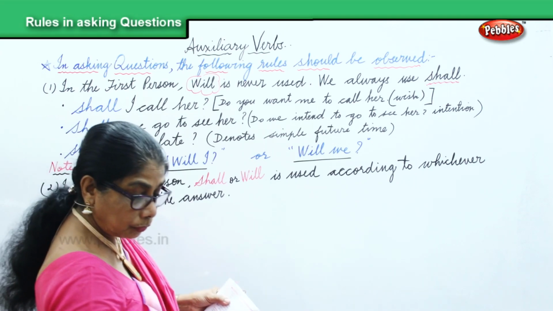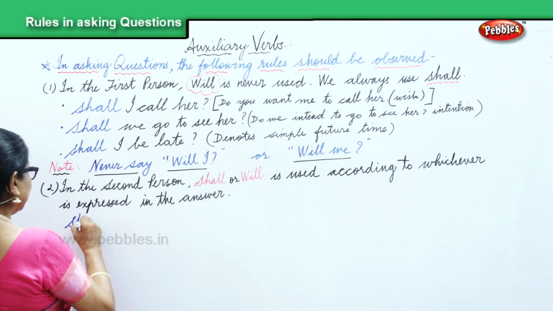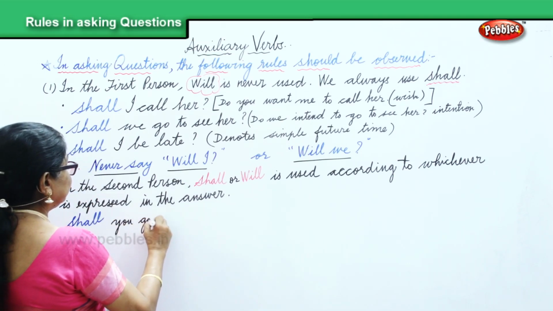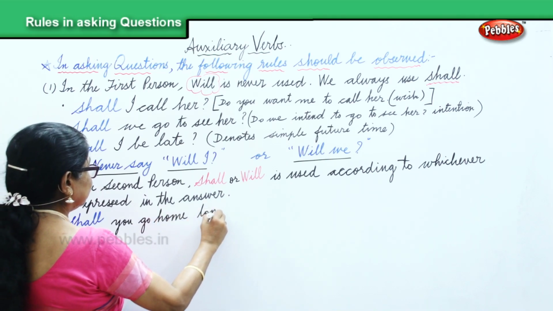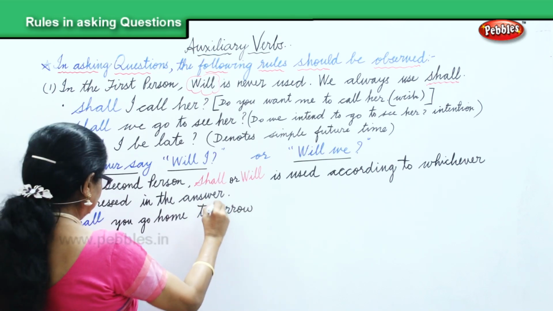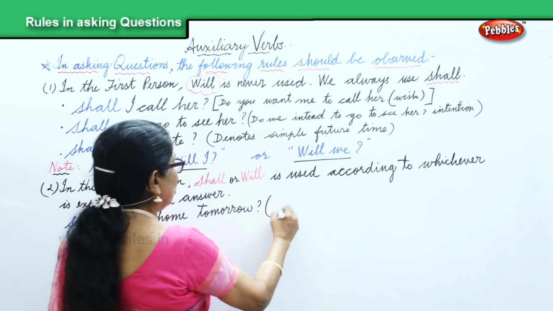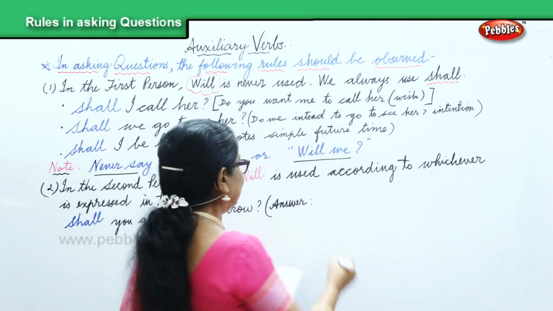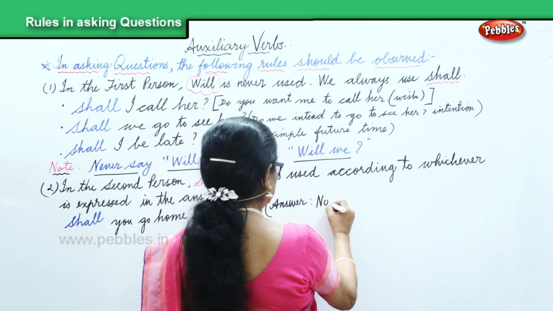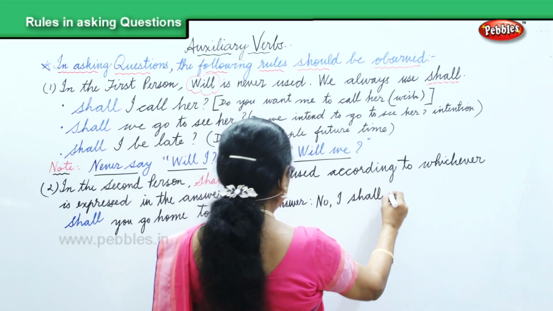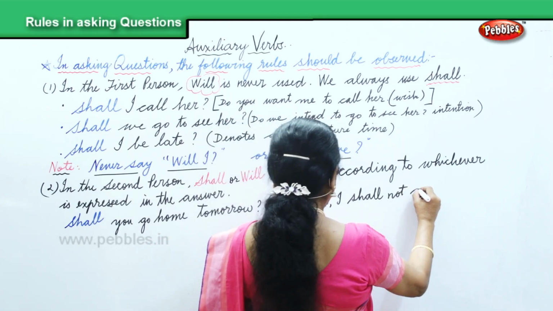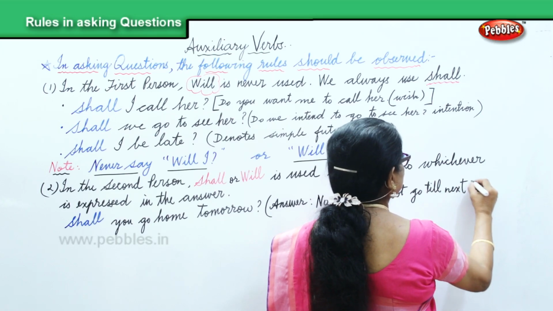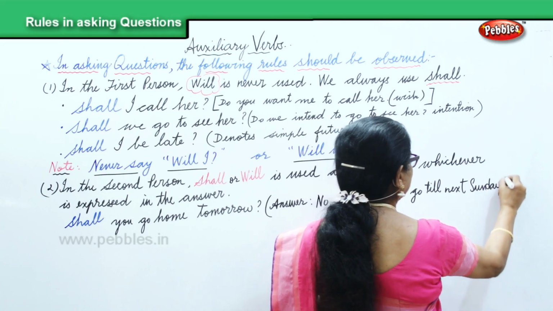Shall you go home tomorrow? Shall you go home tomorrow? Now, when you talk about this, the answer is no, I shall not. What is the answer? The answer is no. I shall not go till next Sunday. That's what you mean. Okay.